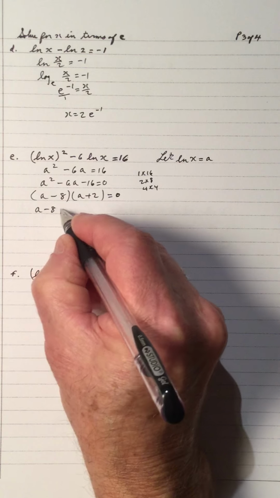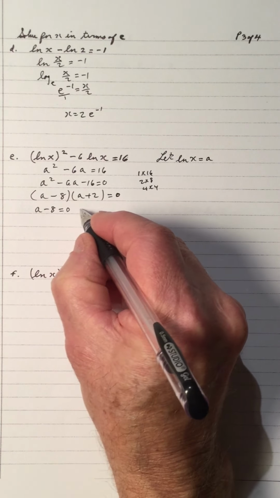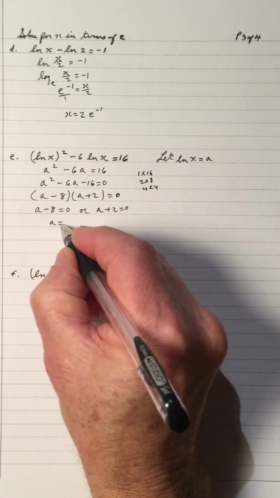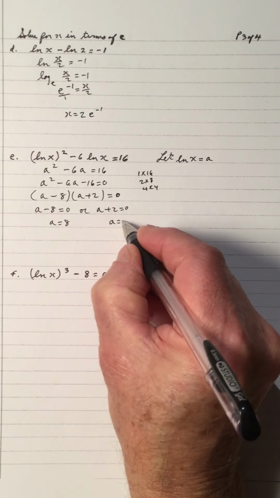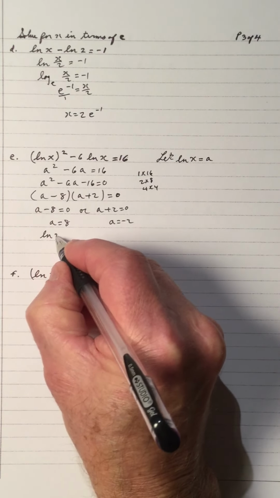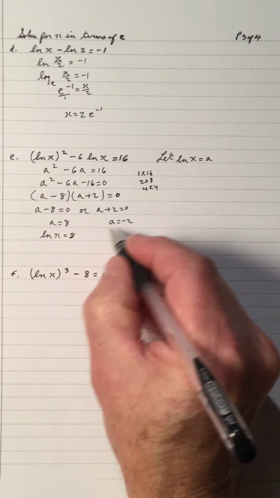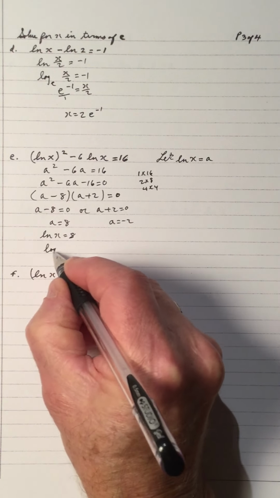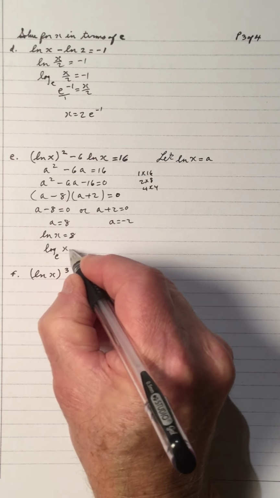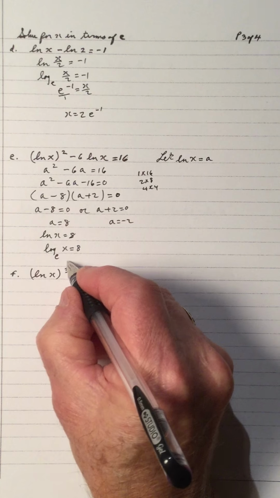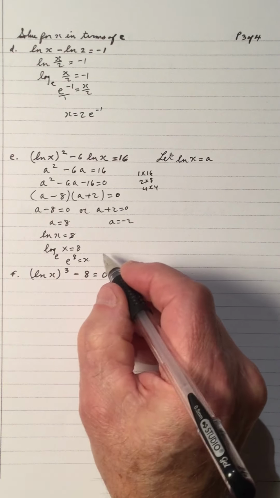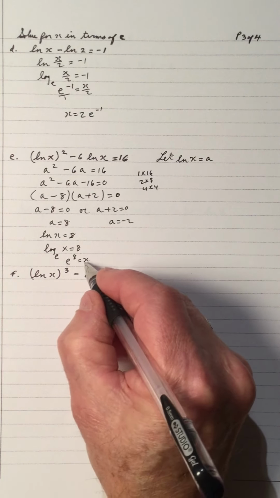So that means a minus 8 equals 0, or a plus 2 equals 0. A is equal to 8, a is equal to negative 2. So that means a is ln x, so ln x equals 8. So that means log base e of x equals 8. So that means base, exponent, number. So e to the 8th equals x.